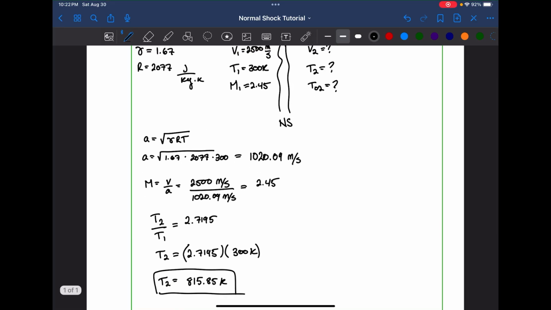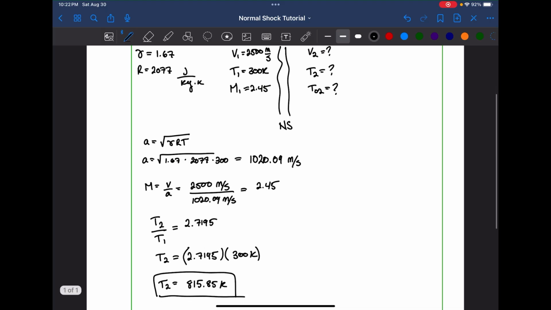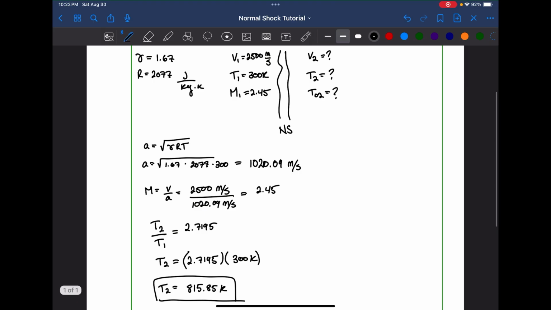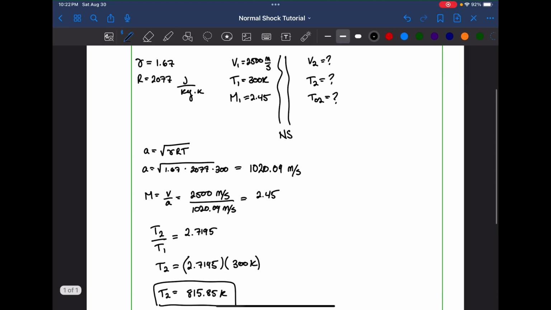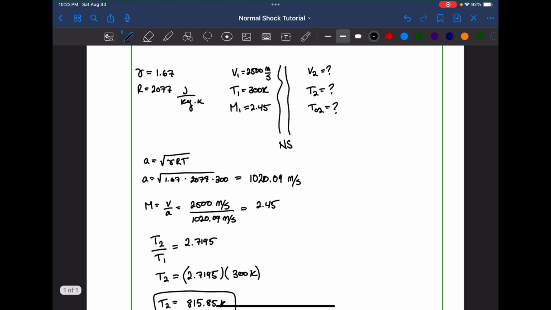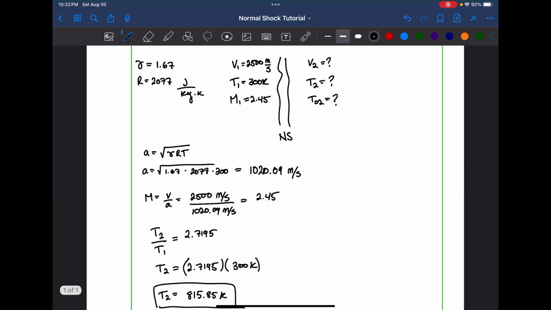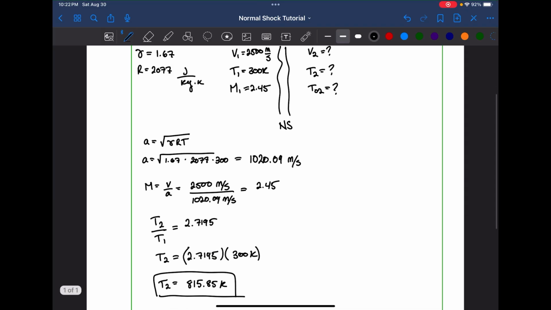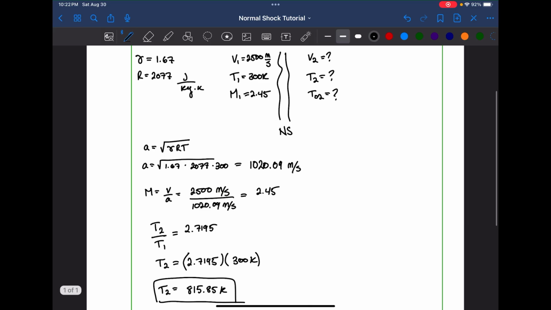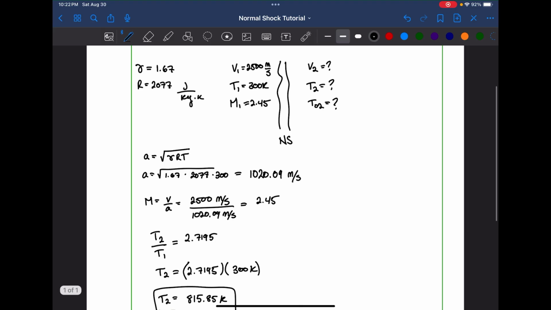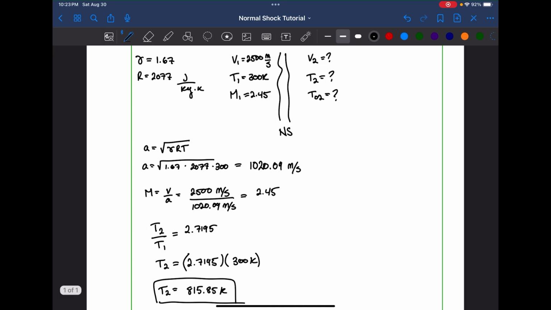And just a little intuition sniff check that we could do right here, right? As we pass through a normal shock, think about what's going to happen. Certain things should happen to your flow as it goes to the other side of a shock. In this case, V2 should be lower than V1, because your flow is slowing down as it goes through a shock. T2 should be higher than T1, and your T02 should be lower than T01. I know we don't have that, but if we wanted to, we could go back and look at it and just sniff check our answer.